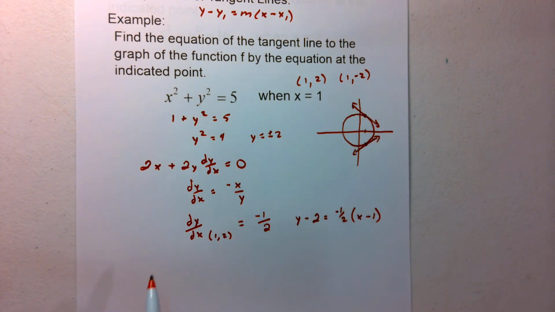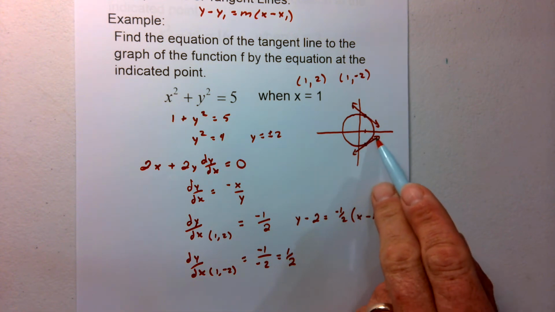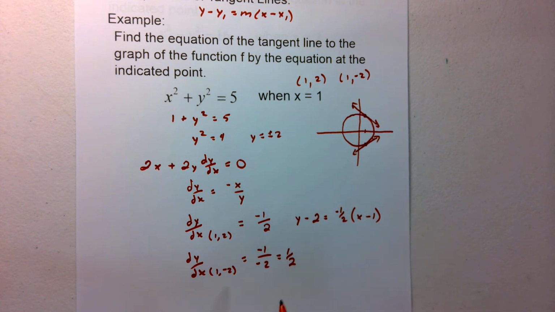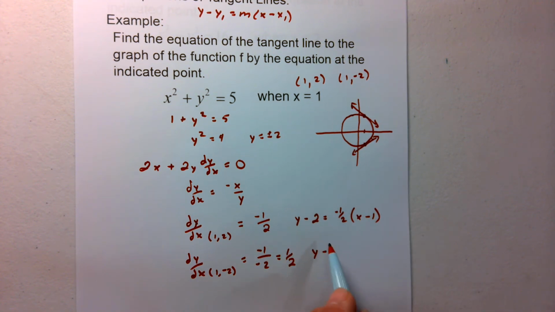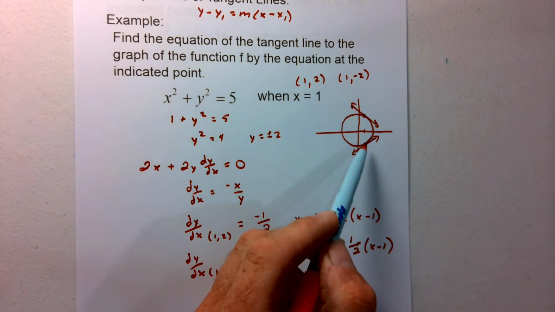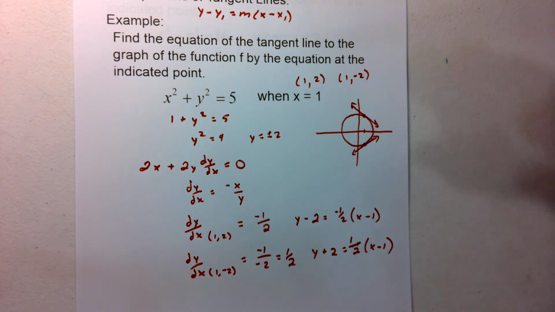Likewise, I can do the same thing for my second point. So dy/dx at the point (1, negative 2) is going to equal negative 1 divided by my y value, which is negative 2, or 1/2. Again, that hopefully makes sense to us as well, since we have a positive slope when we drew out that circle. So our equation here is going to be y minus a negative 2, or y plus 2, equals a positive 1/2 times x minus 1. And that's going to be the two equations that we have. Notice we had two tangent lines, so we have two equations as well.